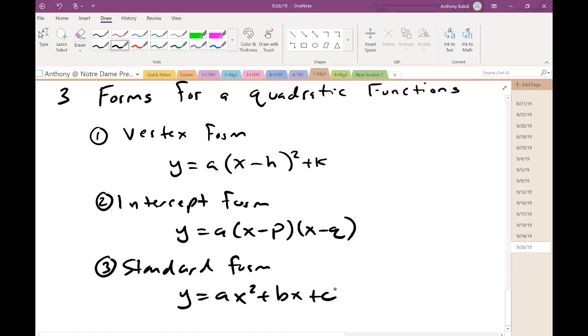So in that graphing assignment, we had a technique to graph the vertex form problems that was virtually identical to what we had done previously with the absolute value functions. We had a slightly different procedure for graphing intercept form and standard form functions that was maybe a little bit more involved and time-consuming.